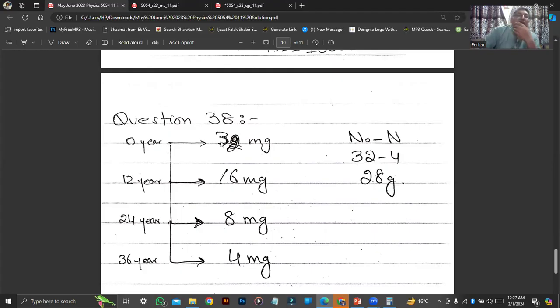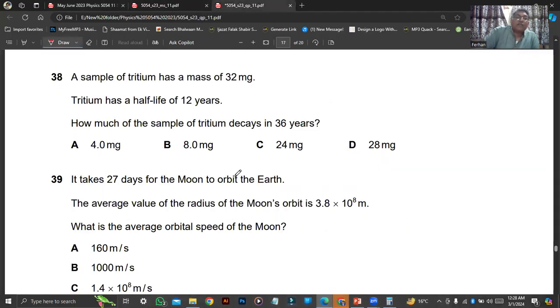In the start, there are 32 milligrams. When one half-life will pass, it will become half, 16 milligram. When another half-life will pass, it will become half, it will be 8 milligram. When another half-life will pass, it will become 4 milligram. So after 36 years, when 3 half-lives have passed, the remaining will be 4 milligram. So how much has decayed? That will be n naught minus n. So that 32 minus 4, that is 28 gram.